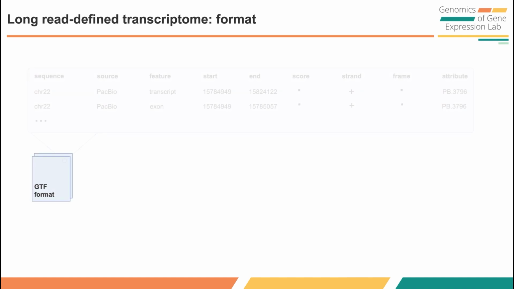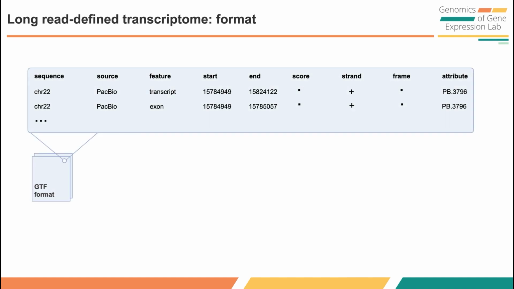By default, SQANTI3 expects the transcriptome to be provided as a GTF file, and we recommend sticking to this format if your transcriptome construction pipeline allows it. Using a GTF file can skip the mapping step to improve the speed.